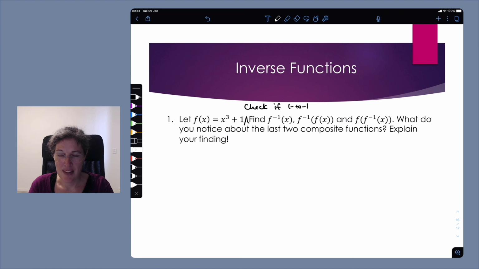And then find the inverse, and then find the inverse composed with the original function, and vice versa. See what you find, and see if you can explain your findings.